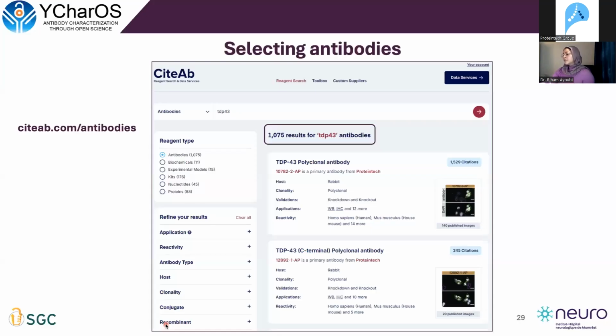So first, to select an antibody, using an antibody search engine like SciTab is quite useful, or other search engines are also available online. So here, for example, I search for my target of interest. You can search by gene or protein name, or even by UniProt ID. And after searching for an anti-TDP43, a protein highly involved in ALS, you can see that the results returned an overwhelming 1,000 products.